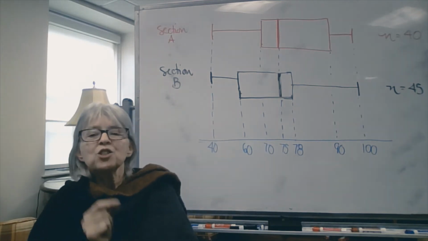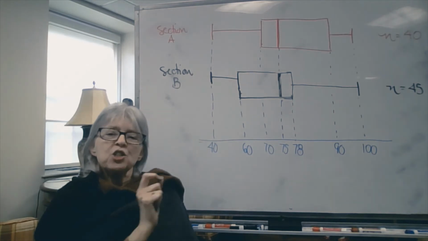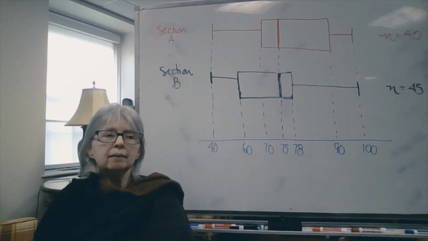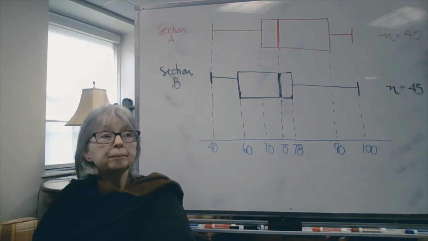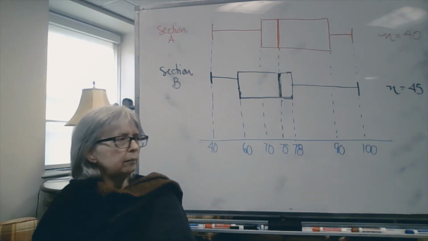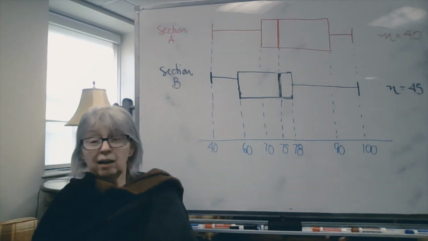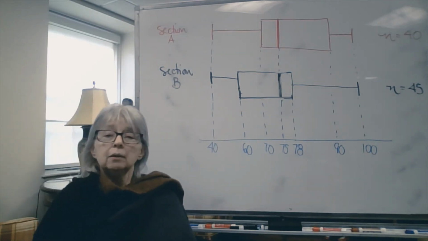One of those sections needs my attention. One of those sections needs more help from me, more assistance from their teacher. And that section is Section B. Why do they need more attention from me, more intervention, more help? You're not doing as well as Section A. Could be lots of reasons. I don't know what the reasons are.